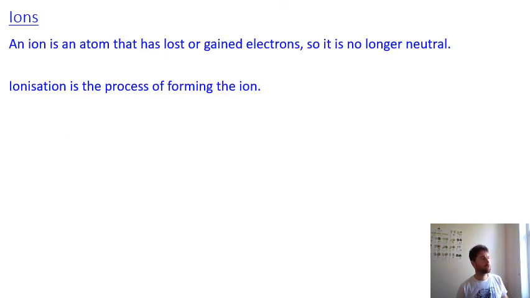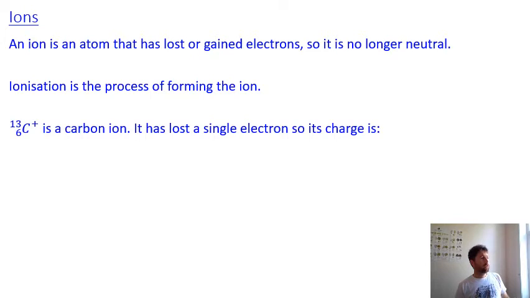Right. A reminder about ions. An ion, as it says there, is an atom that's lost or gained electrons. It's no longer neutral. And ionization is just the process of making an ion. C 13 6 plus, we omit the number 1 there, but if it was 2 plus, clearly we can't omit the number 2. That's a carbon ion.